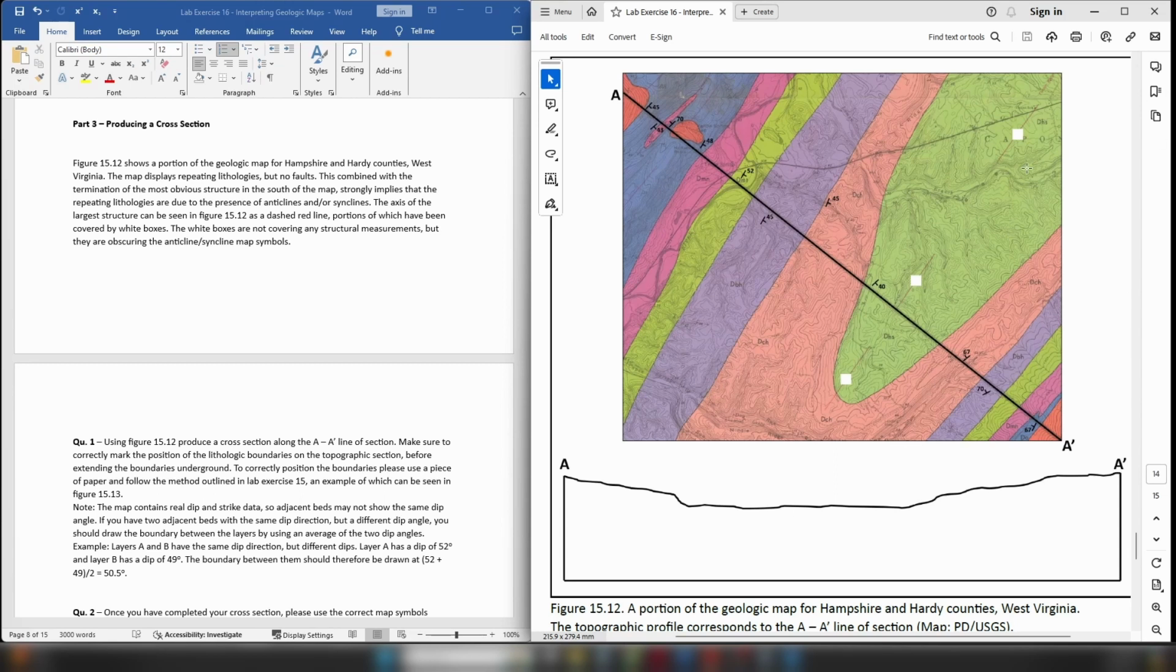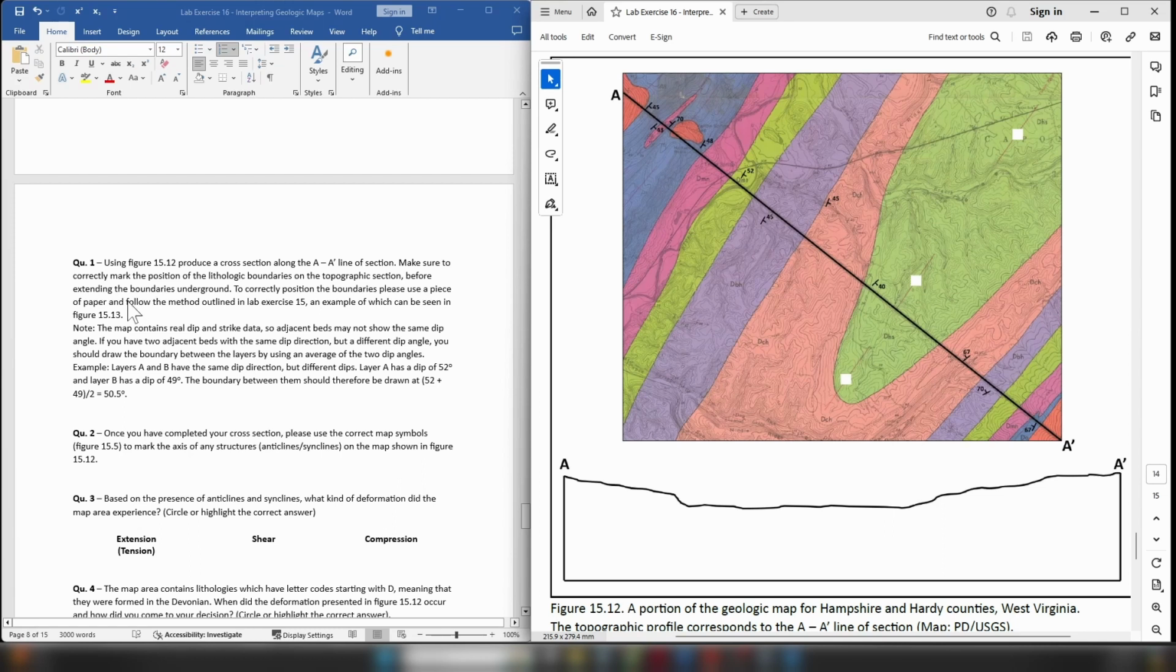Now, another thing that you will notice on the map itself is you can see it's a bit faint, but you will see there is a dashed red line coming down like so. This is the axial trace for an anticline or a syncline. And you will notice that I've put 3 white boxes over the top of the anticline or syncline symbol. So you're going to have to work out what kind of structure it is.